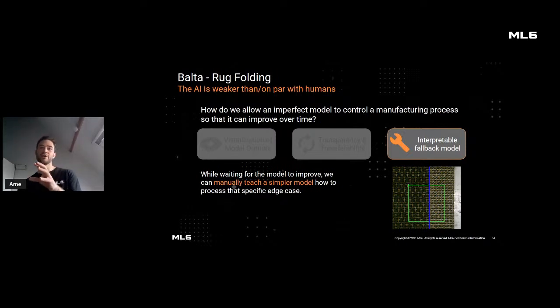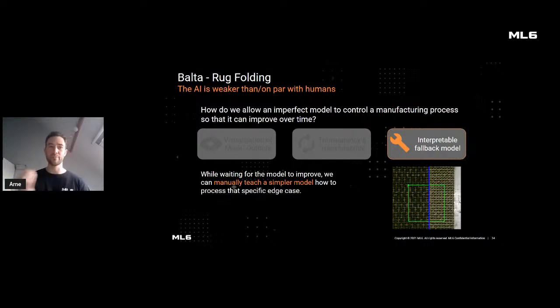And so that's why we built an interpretable fallback model. If we see that it is going wrong, there is a simpler model that we can activate just for one type of rug. And because it's interpretable, we can tweak it by hand. It's based on more traditional computer vision, so very understandable, tweakable by hand, just to be able to process that one type of rug. And of course, it's not as performant as our big model would be, but it's interpretable, and it gives us the option to, when the model is struggling, have that as a fallback. And so that builds a lot of trust.